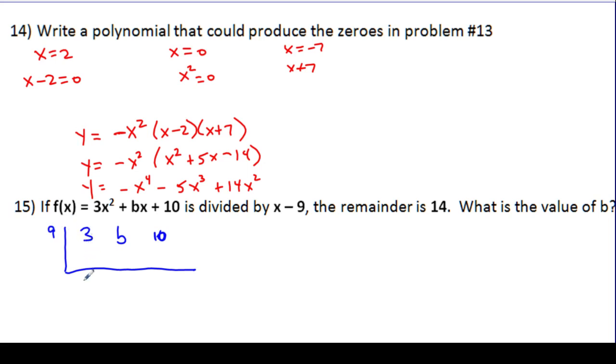We're going to bring down the 3. 9 times 3 is 27. Here's where the algebra comes in. This says b plus 27. The only way I can write b plus 27 is to just write exactly what I said, b plus 27.